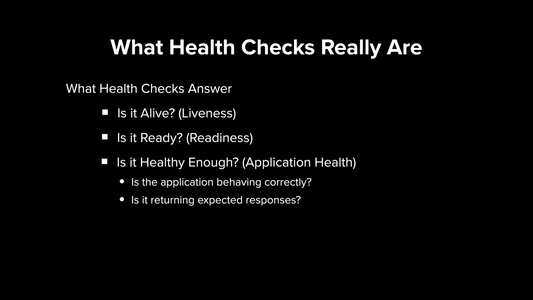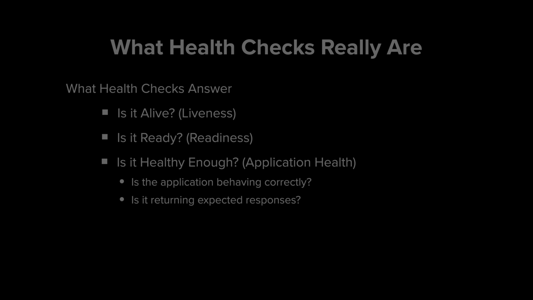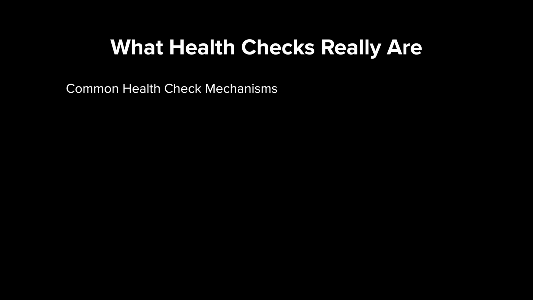Finally, the question, is it healthy enough to stay in service? At this level, the check goes beyond being alive or ready, and verifies whether the application is behaving correctly. It ensures the service returns expected responses and that the application logic is working as intended. This is typically implemented using deeper application-level checks, such as HTTP endpoints like /health. Health checks operate at different layers, from simple network connectivity to deep application logic, each providing a different level of assurance about the health of the system.